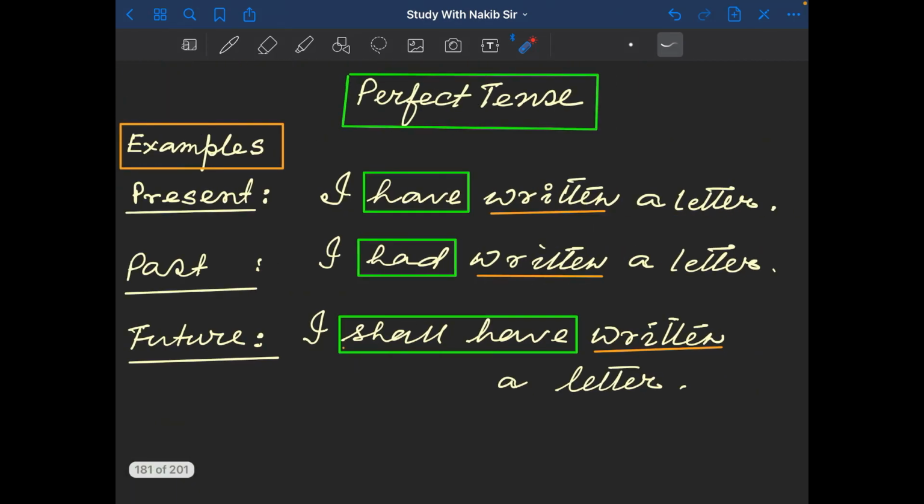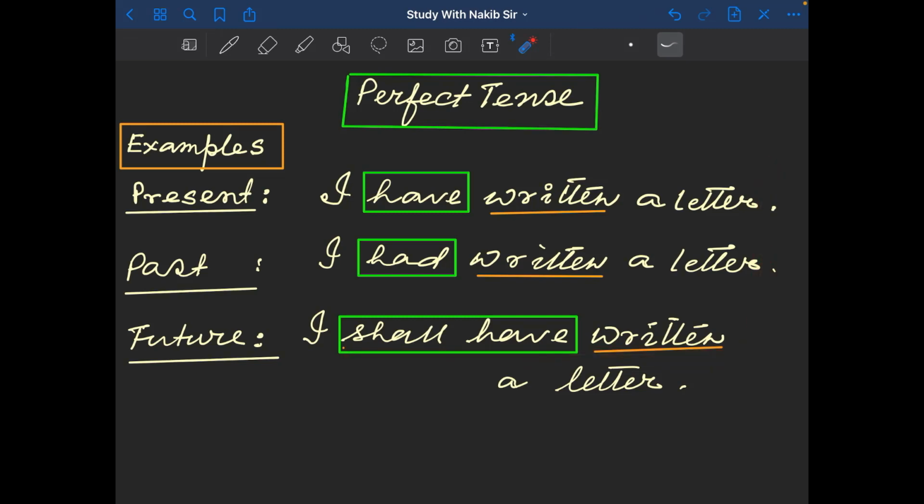Or you may keep the structures of perfect tenses in terms of the model example. You know the same example. See, present perfect tense: I have written a letter. Any form of the have verb will be there. I have told you just now. So here it is the have, and the main verb will always be in the past participle form. So present perfect tense means I have written a letter, past perfect tense means I had written a letter, and future perfect tense means I shall have written a letter. Okay, so present perfect, I have written; past perfect, I had written; and future perfect, I shall have written.